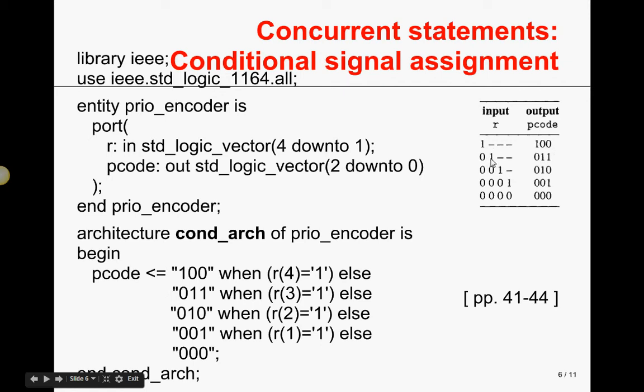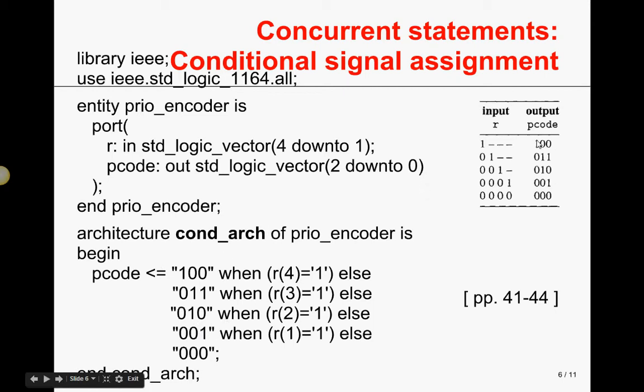And if it is input 3, then we will get 011, which is 3 in binary, and so on and so forth, until when no inputs are active, we get the output code 000. So we can implement this priority encoder function using a conditional signal assignment concurrent statement, which has the syntax shown in this slide.